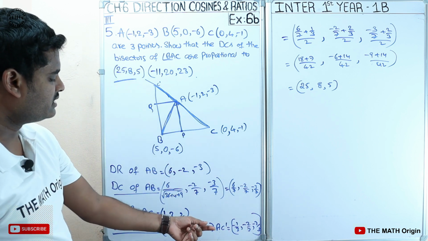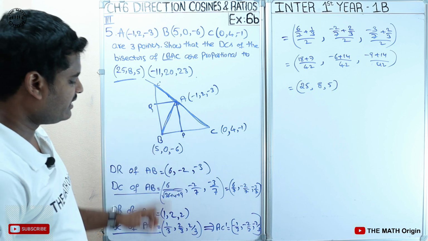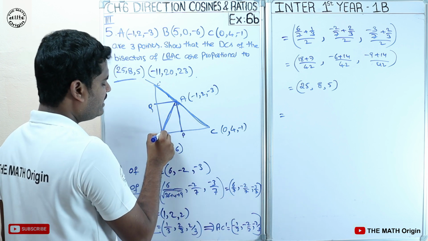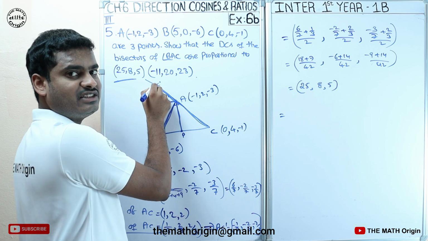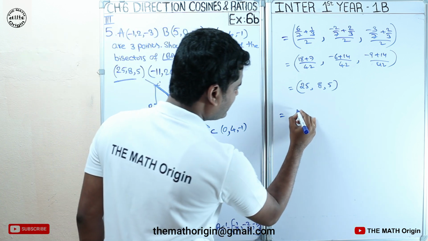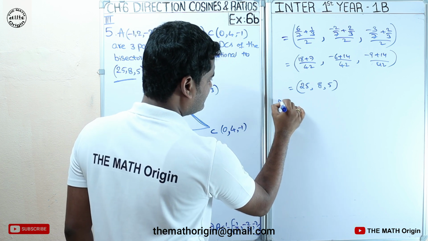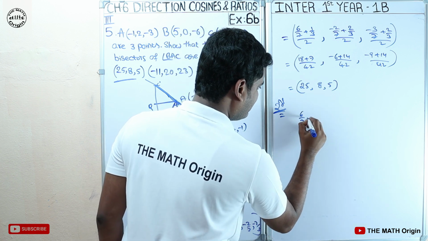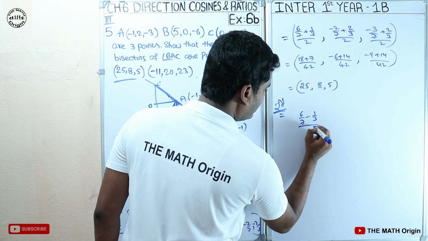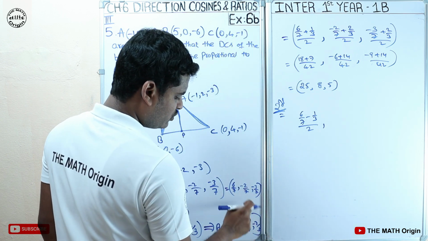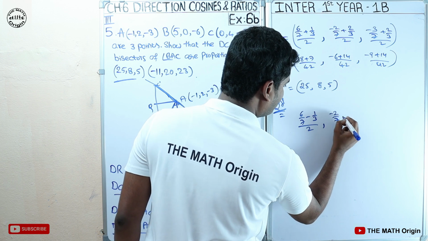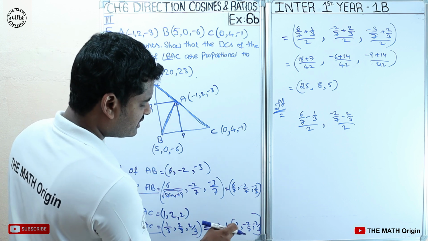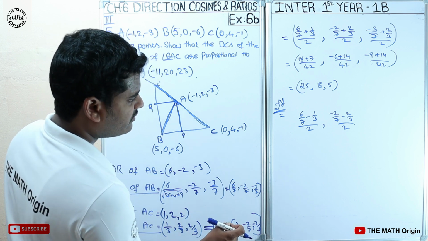Now to get the bisector value, it will be the sum of these two, the AB direction cosine plus the AC dash direction cosine, by 2. So the first value will be (6 by 7 minus 1 by 3) by 2. Then (-2 by 7 minus 2 by 3) by 2, and next (-3 by 7 minus 2 by 3) by 2.